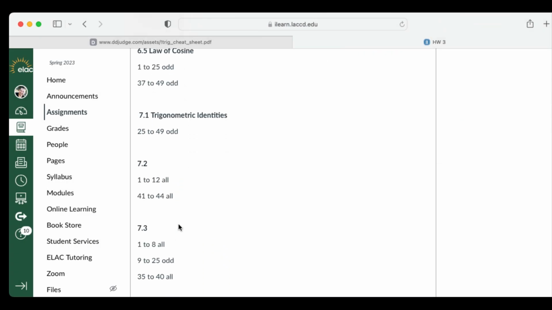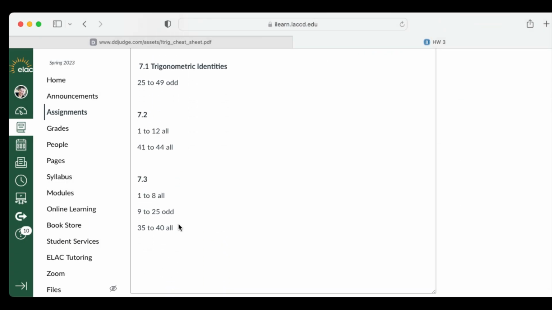So what you guys can see, we're getting started on 7.2, 1 to 12 all. You guys want to try some of those, okay? And there you go. So hopefully, again, I'll try to upload this later for you guys, but it looks like we have a weird connection today.